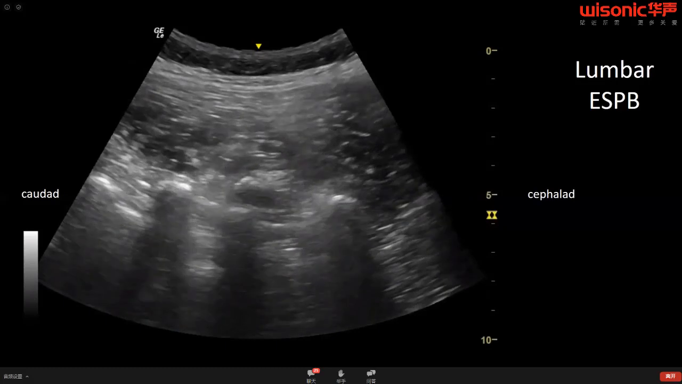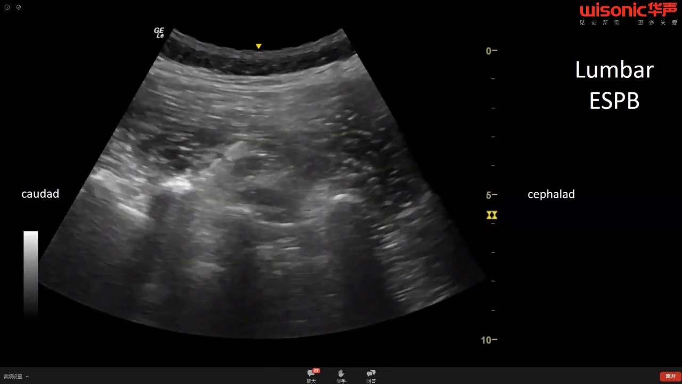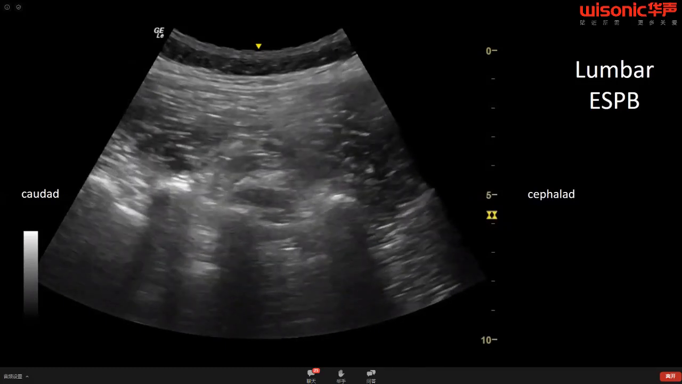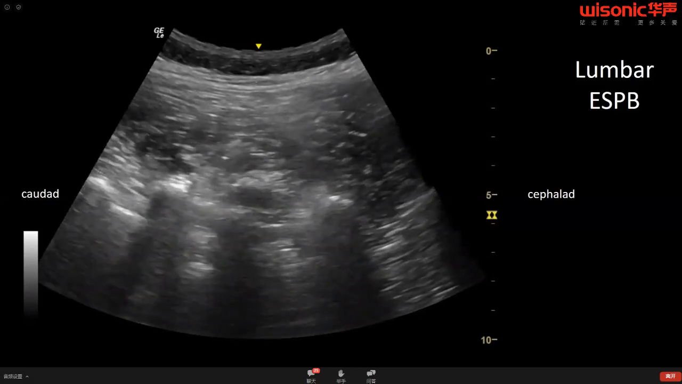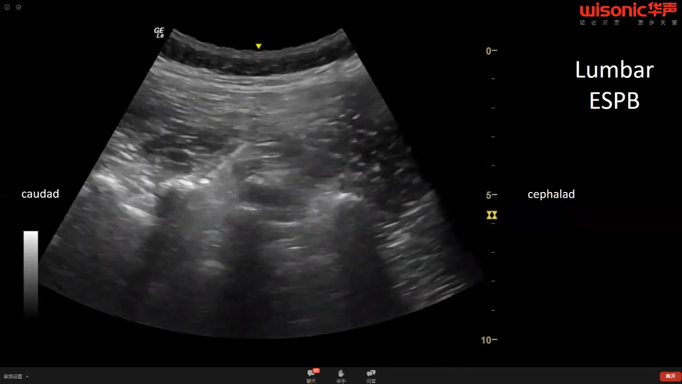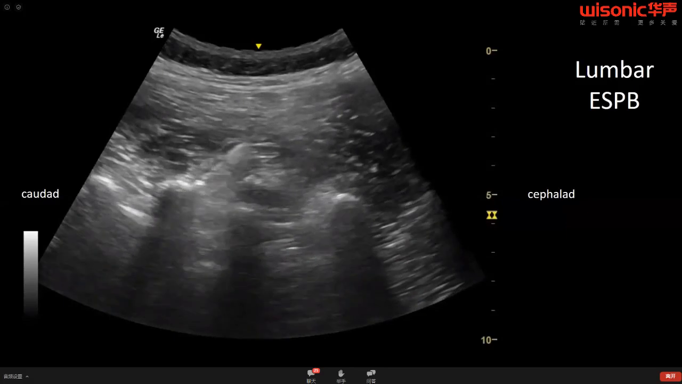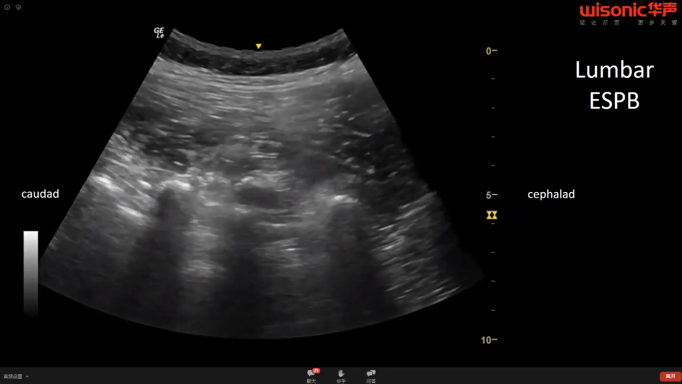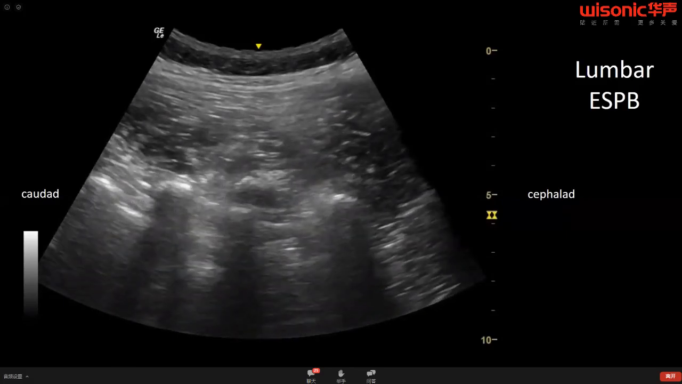You can see the tip of the needle is in contact with the spine, with the transverse process, and then local anesthetic is injected. And it's not so clear, as you have seen it in the thoracic area, that the erector spinae muscle is lifted up.